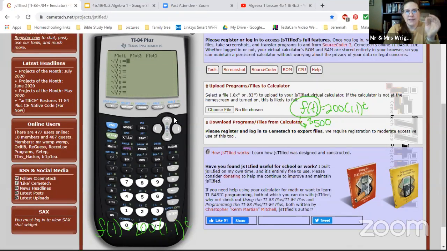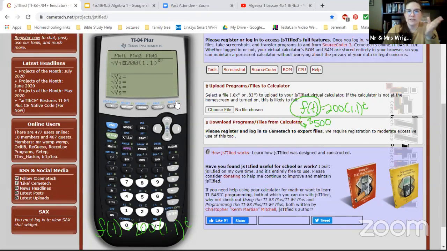But y equals, and then we're going to put 200, and we're going to have to put in the parentheses. Let's put in the 1.1, close the parentheses, and now we have to put the caret button, and you see how it automatically puts it up as the exponent for us. And then again, there's not a t that we're going to use, so we're going to use the x value here. And so we have 200 times 1.1 to the power of x.